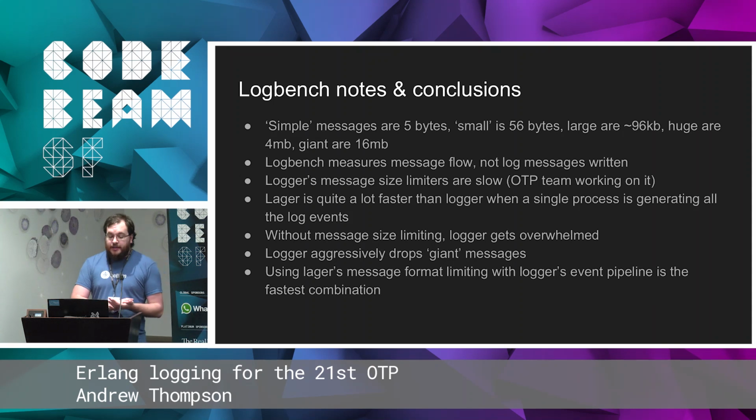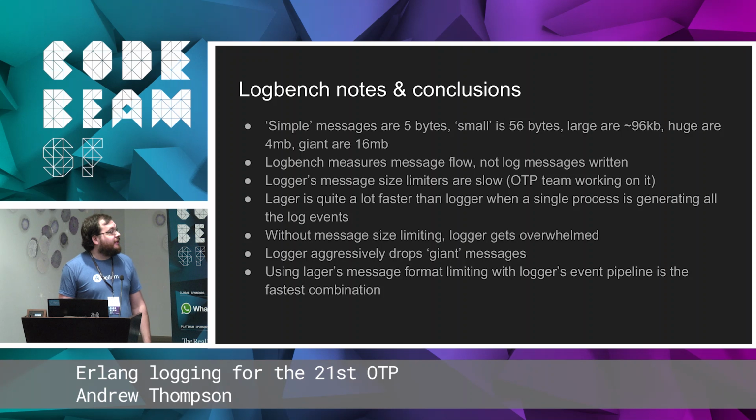So one thing that we learned here is that the built-in OTP logger message size limiter is really quite slow. I've talked to the OTP team about this. They're aware of it. They're working on it. 21.2.6 is faster, and then there's a branch that's even faster. It's still not as fast as the thing that I hybridized together. That's still a winner, but they're working on it. They've seen this benchmark. They're aware of the problem.